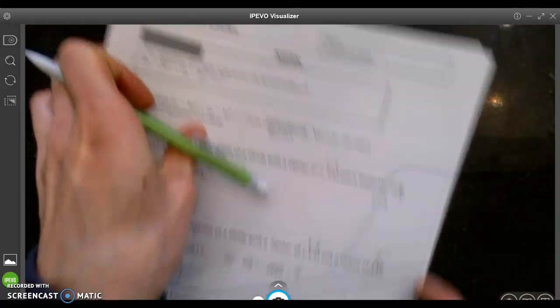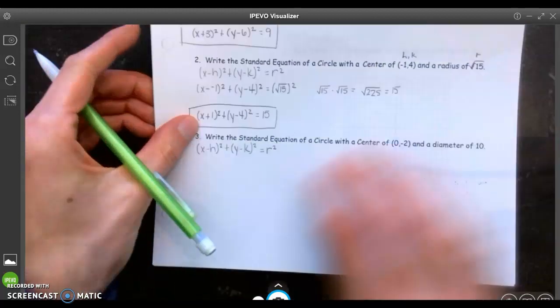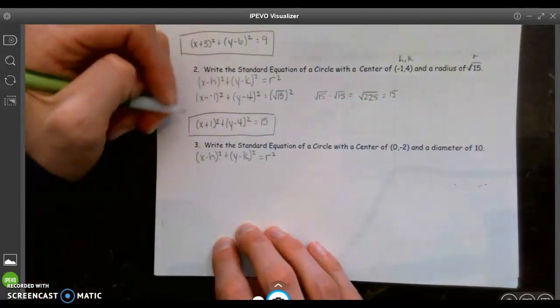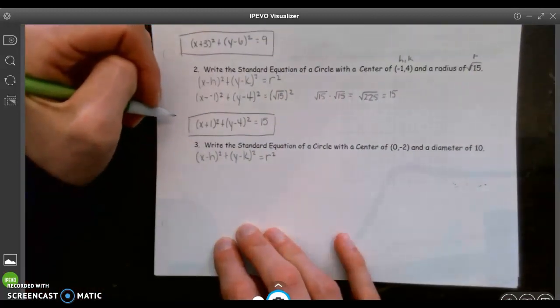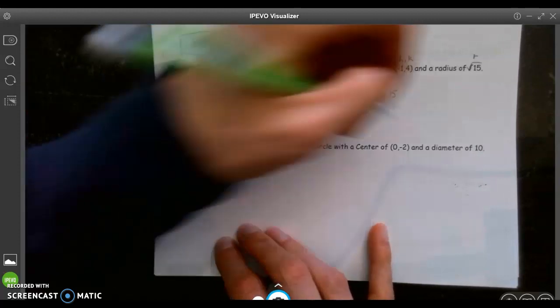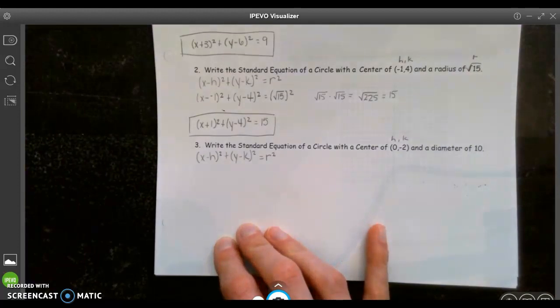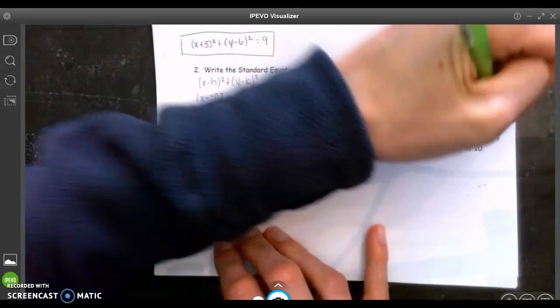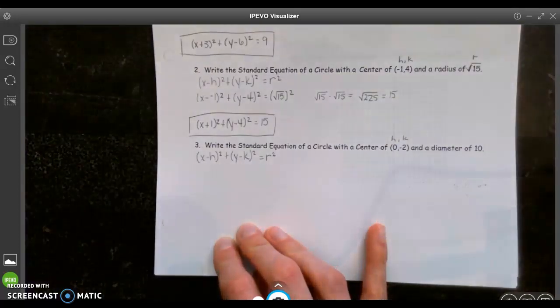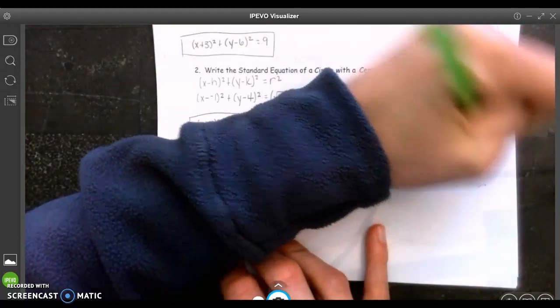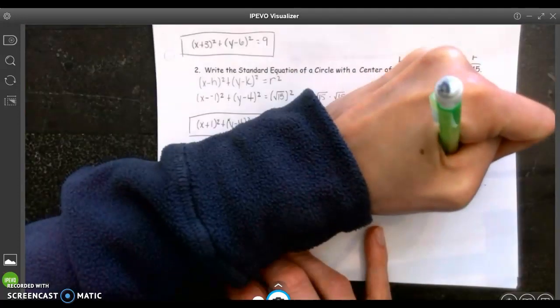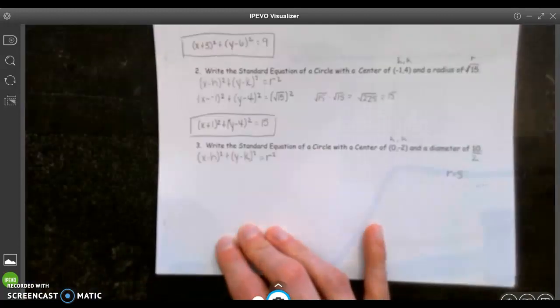Then number 3, write the standard equation of a circle with the center 0, -2, and a diameter of 10. So again, I want to label my center H and K. I don't have a radius. I can't call this 10 R, because it's the diameter. I want to divide that 10 by 2 and get a radius of 5.